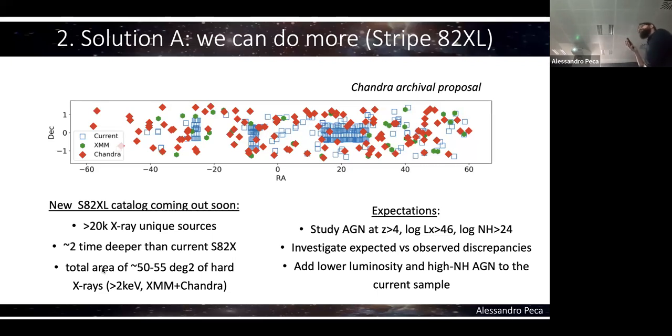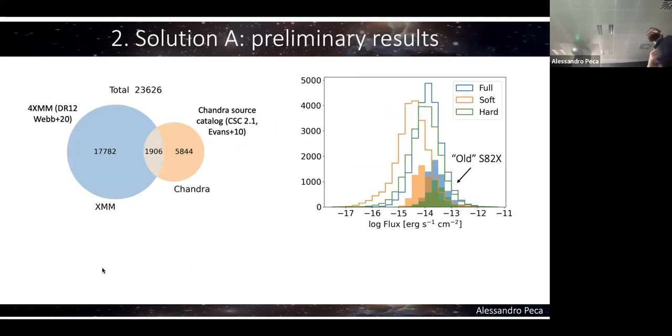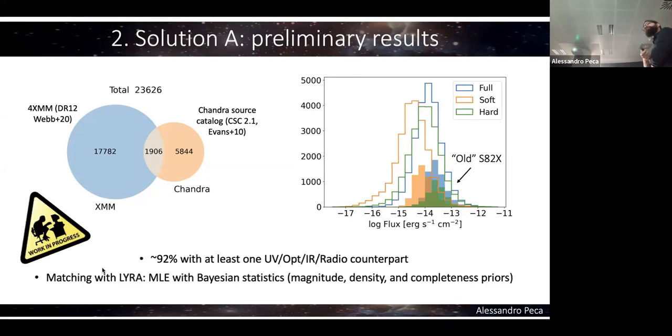So our expectation is to expand our study to redshift larger than 4, even higher luminosities, but also we really hope to find some Compton-thick sources to include in our analysis. So this is what we have right now. We have a total of more than 23K sources. And if you just plot the fluxes, you can see, compared to the old survey, how many new sources we have. And also here at lower fluxes, I really hope to find very obscured AGN.